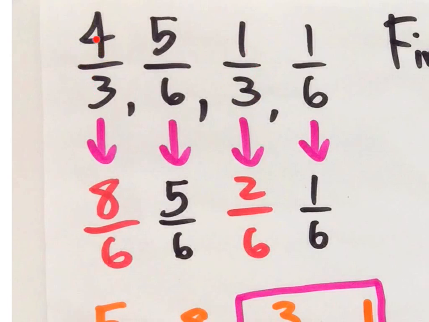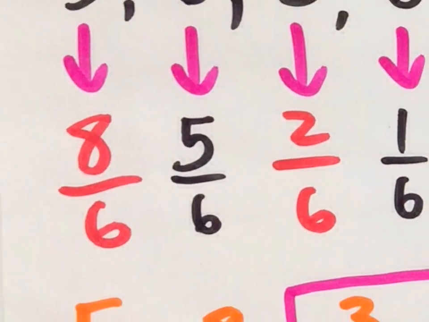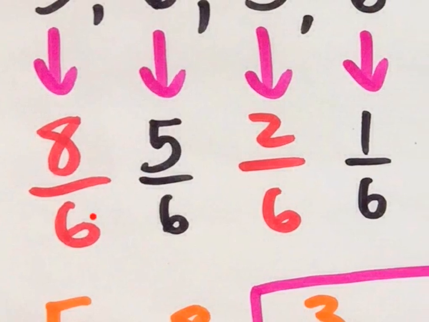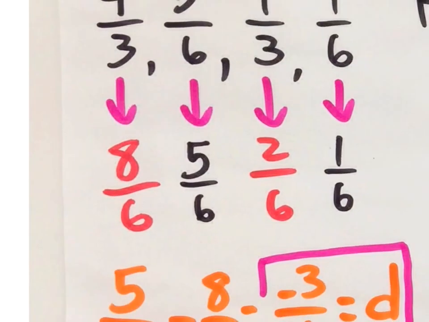And when we do that, we can see that 4 times 2 is 8, 3 times 2 is 6, and 1 times 2 is 2, and 3 times 2 is 6. So now we are good to go. We've got denominators that are identical all the way across, and we need that to add and subtract. It's going to make our life much, much easier.